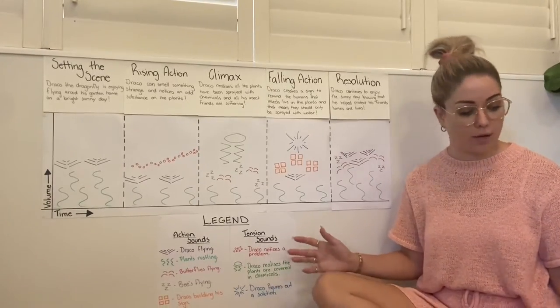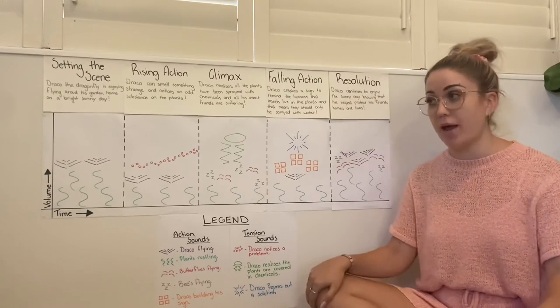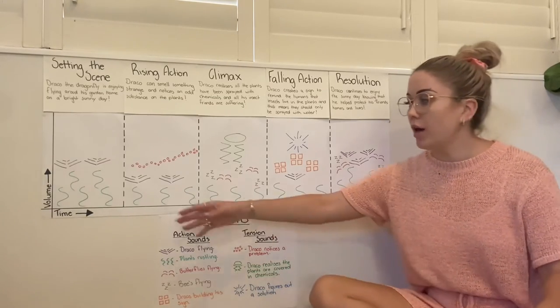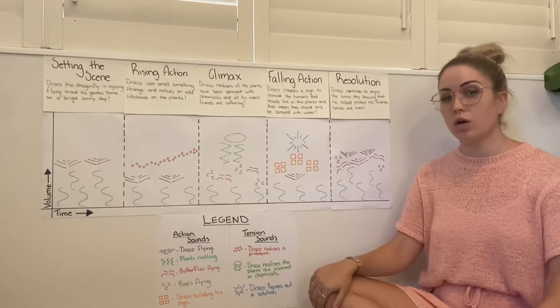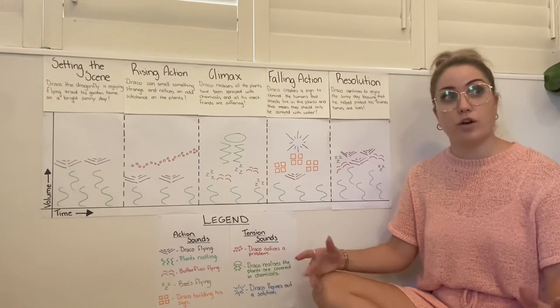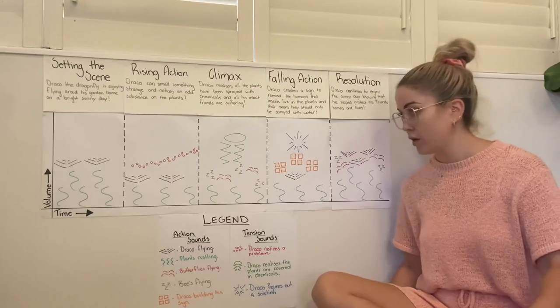So using some everyday objects that I've found around my house as instruments, I'm now going to play the score that represents Draco's adventure in the garden. So let's begin.